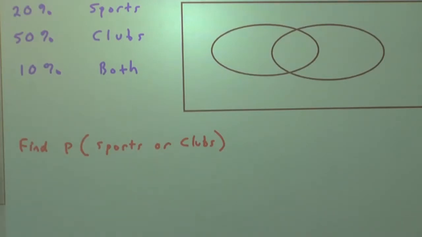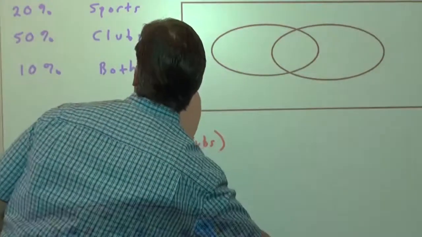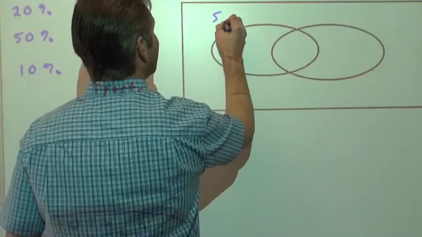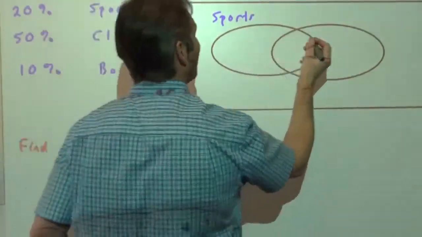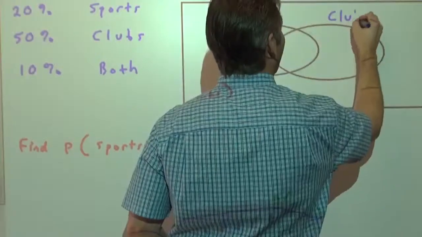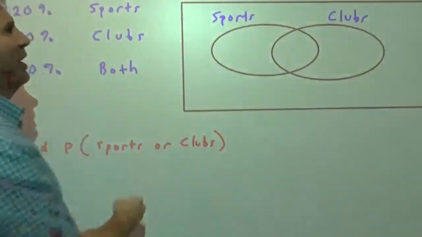Some of the most common problems, you're going to be saying, hey, at our particular high school, 20% of the kids are in sports, 50% are in clubs, and 10% are in both. So find the probability that someone is in sports or clubs. Well, what you do is you take this information, you say, okay, this Venn diagram is going to have 2 little circles or ovals, and they're going to represent all the people that are in that particular event.